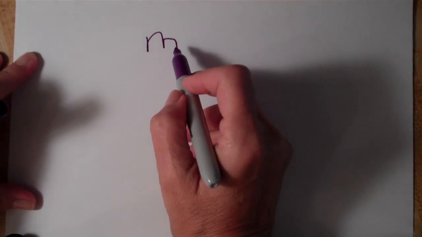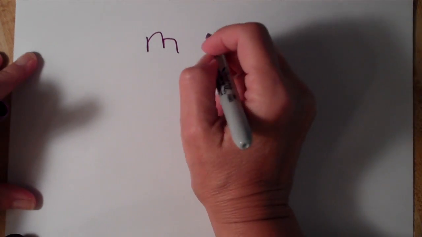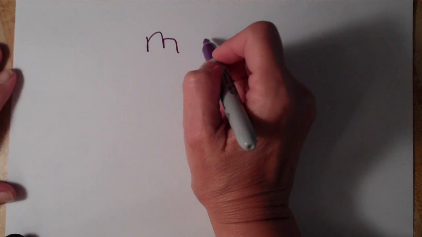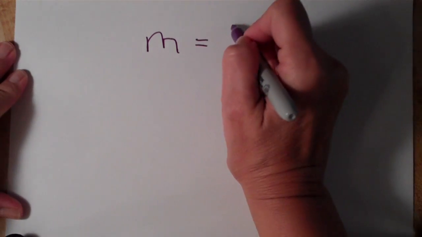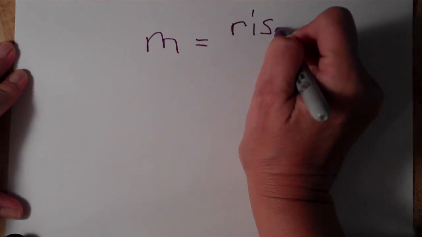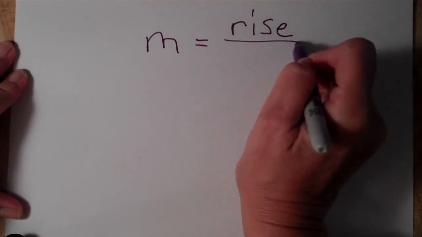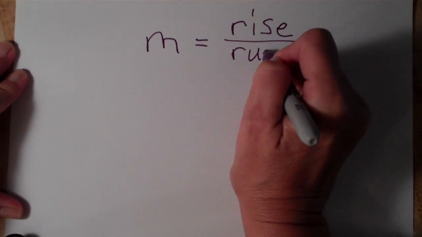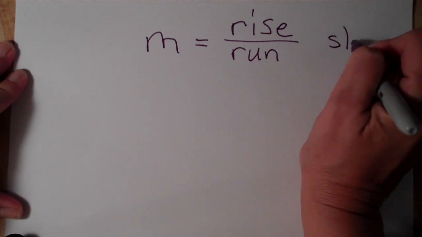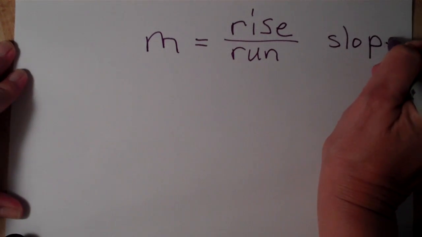The slope of a line is indicated by M, like the slope of a roof. Slope is the rise over the run. That is slope, the rise over the run.